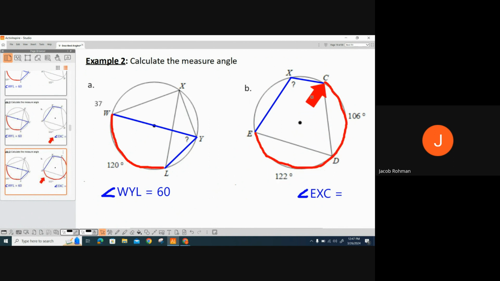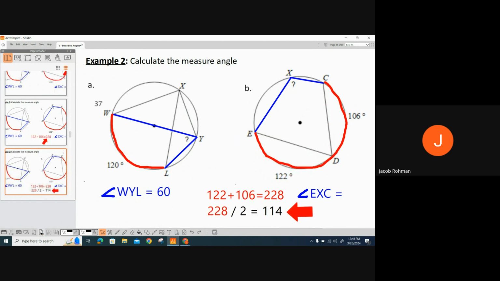plus 106, which is arc CD. So putting those two arcs together, we would get 228 degrees. But since this inscribed angle of EXC is half of the intersected arc, then we need to take 228 and divide that by 2 to get 114. So here we would say angle EXC is equal to 114 degrees.